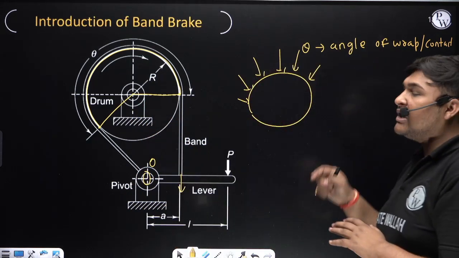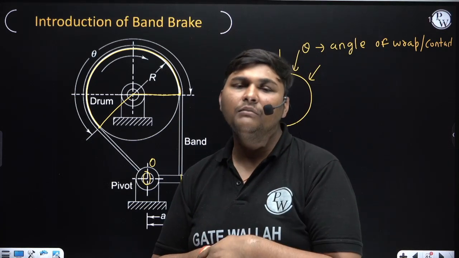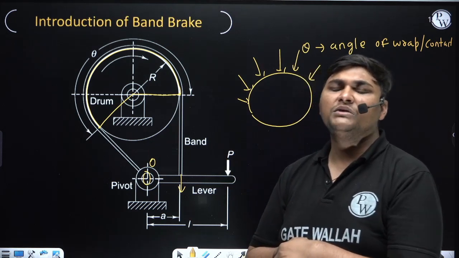And due to this pressure, normal force will come. Due to normal force, friction force will come. Due to friction force, friction torque will come. Means we will get braking action in the drum. So this is the general working principle of this band brake.